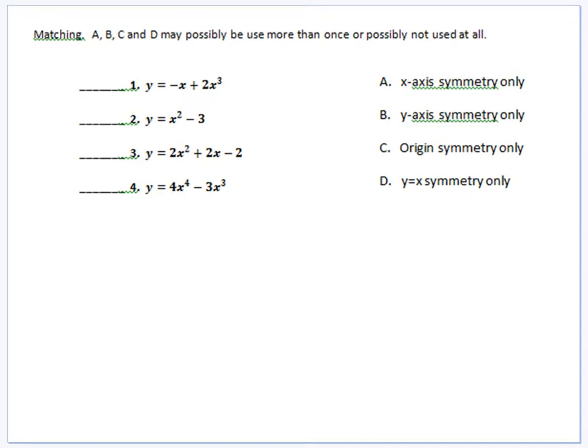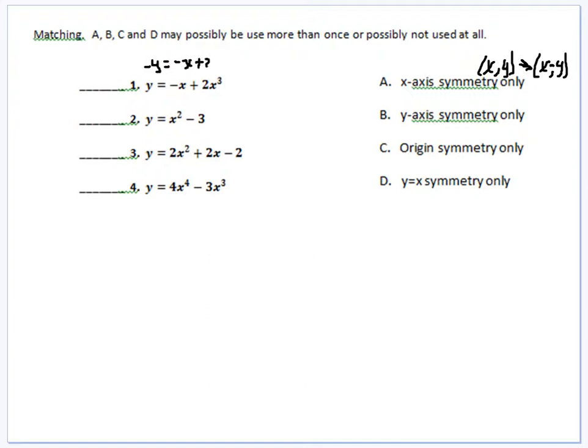Okay, so pick all that apply. So I'm going to start going down. So x-axis symmetry, that's when we take x, y, and the y gets negated. So I'm going to plug that in. For this particular one right here, that would be negative y, and then everything else stays the same.